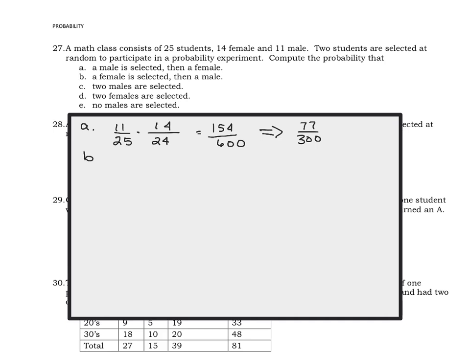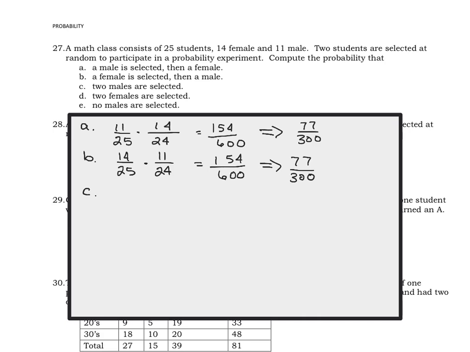B. They want the probability of choosing a female and then a male. So female, there's 14 out of 25. One student is gone, and then now we have 24. But the next one is a male, so that would be 11. I think you could probably figure out that we're going to get the same thing, right? The 154 out of 600, which would reduce to the 77 out of 300 again.